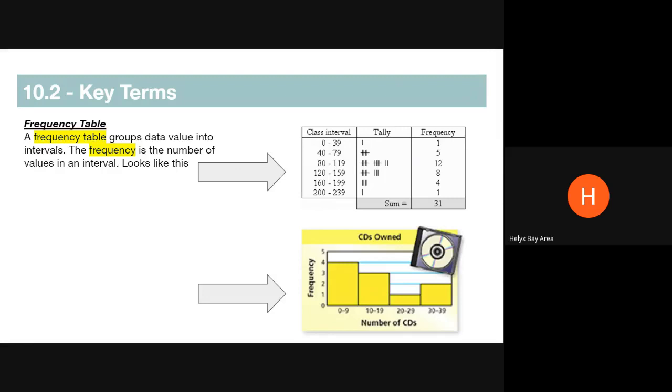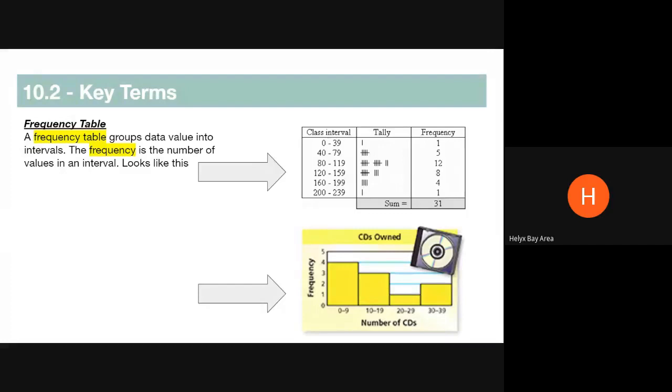So the total sum would be 31. That's the total number of classes there are. A frequency table basically says that between these two numbers, this is how many classes there are, in this scenario at least. Does that make sense?